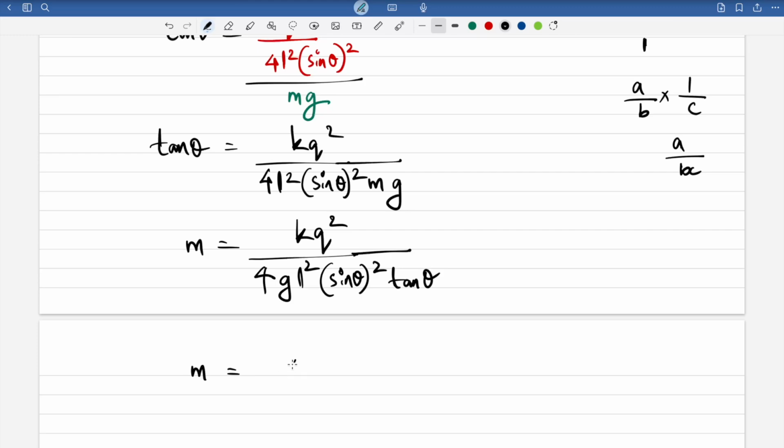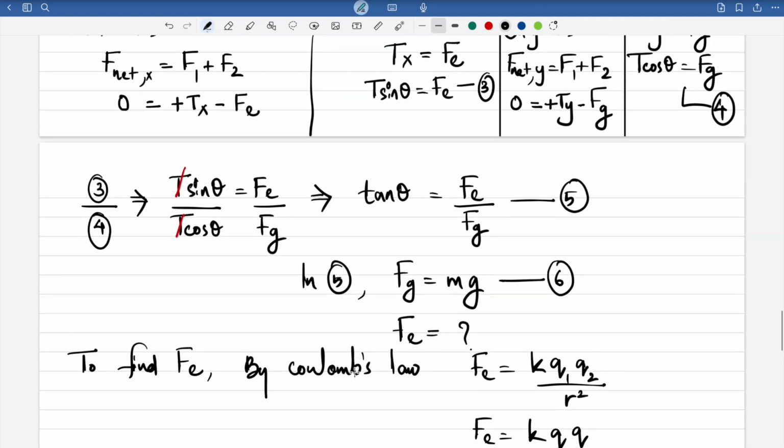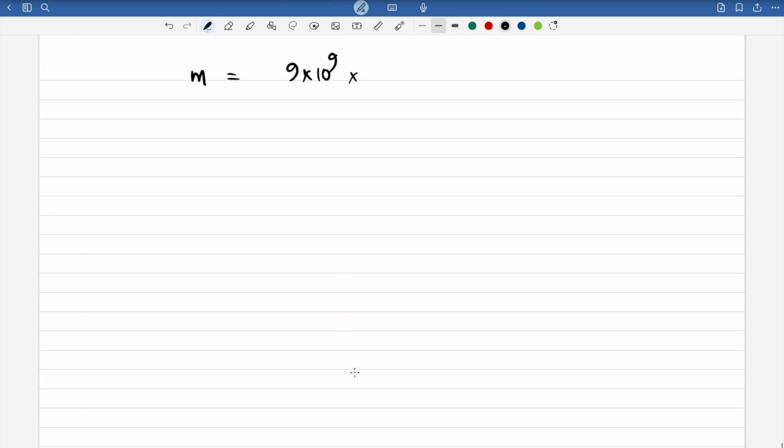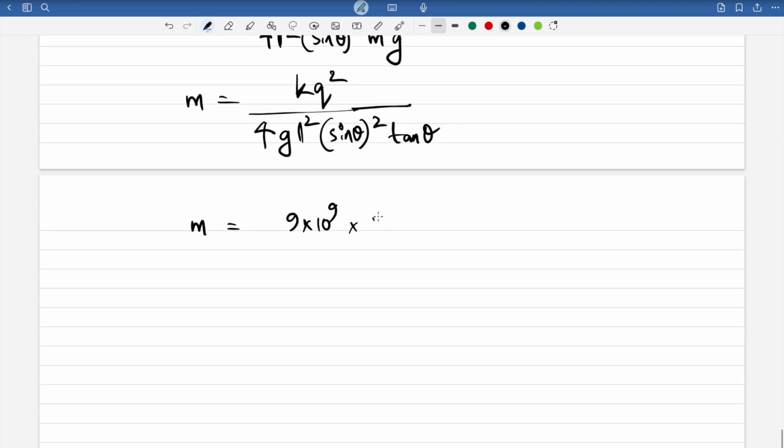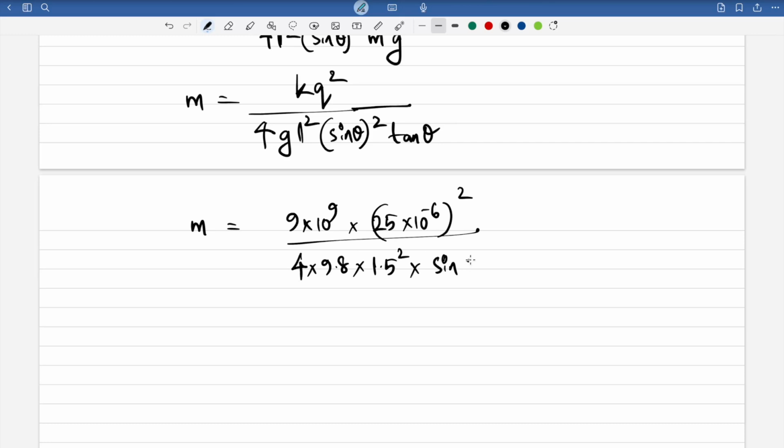Now let's substitute all the values. What is k? 9 into 10 to the power of 9. Q is 25 microcoulomb, 25, what is micro? 10 to the power minus 6, whole square, over 4 into g is 9.8 times length is 1.5 square times sine theta, theta is 25 degrees. Make sure theta is in degrees in your calculator, not in radians, times tan 25. So if you solve it, you will get 0.76 kilograms.